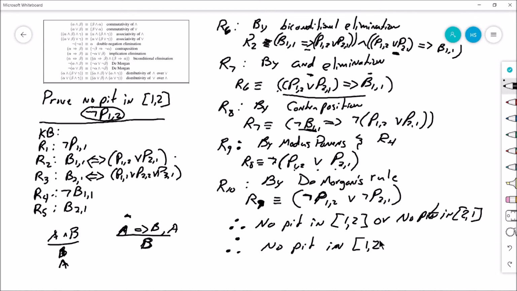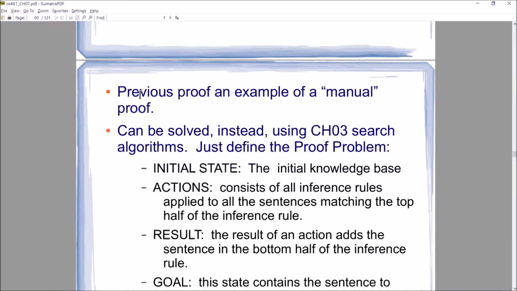square 1,2. So what was I trying to prove? There's no pit in square 1,2. I just proved it. Okay, so that proof example I just did for you from the text is an example of a manual proof. I did that by hand.